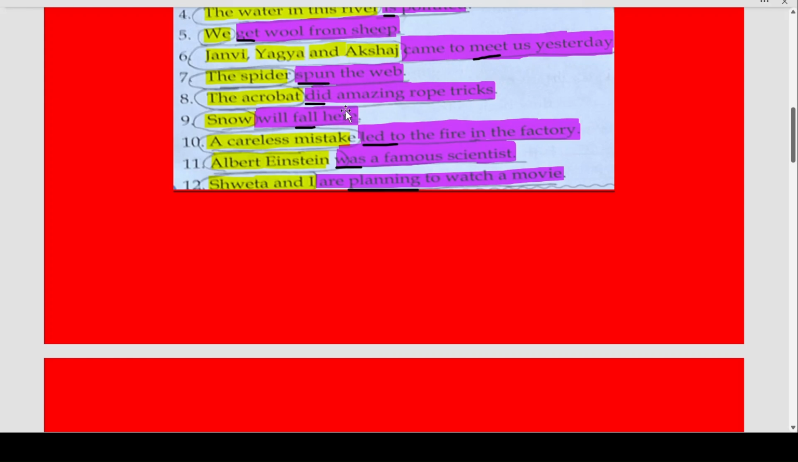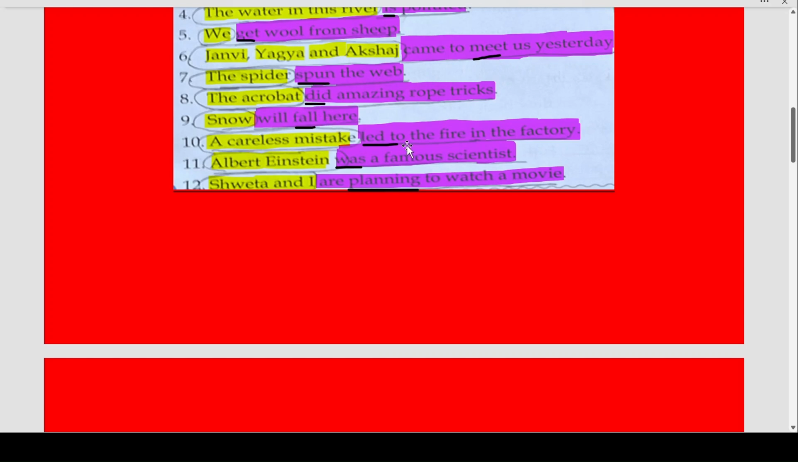The acrobat did amazing rope tricks. The acrobat, whom are we talking about? The acrobat. So, what did the acrobat do? The acrobat did amazing rope tricks. So, did is your verb, and because it is present in the second part of the sentence, that part becomes your predicate. Did amazing rope tricks is your predicate, which has the verb did. Snow will fall here. What are we talking about? What is our subject? Snow will fall here becomes a predicate because it has the verb fall.